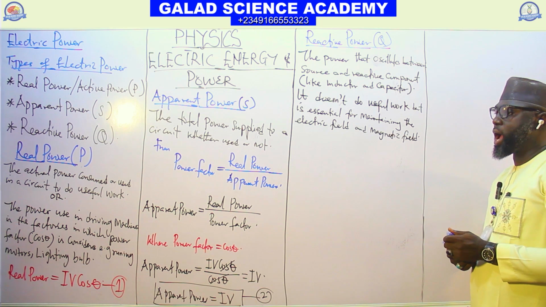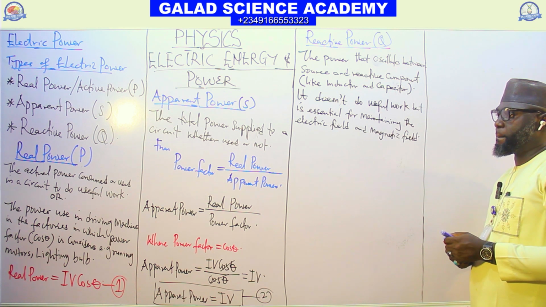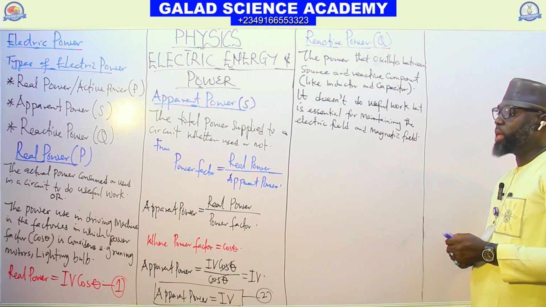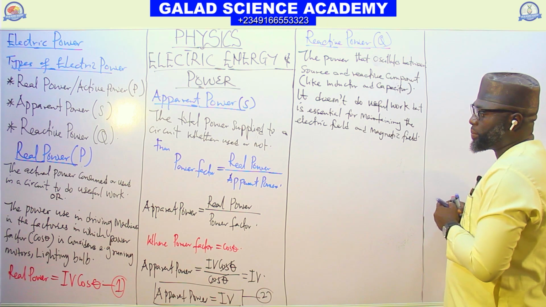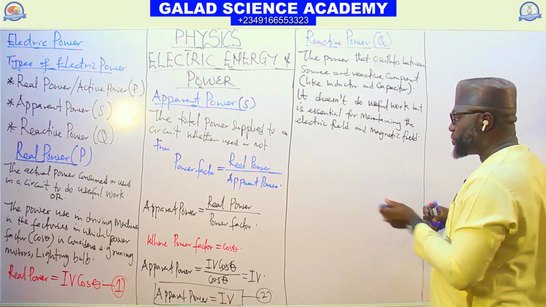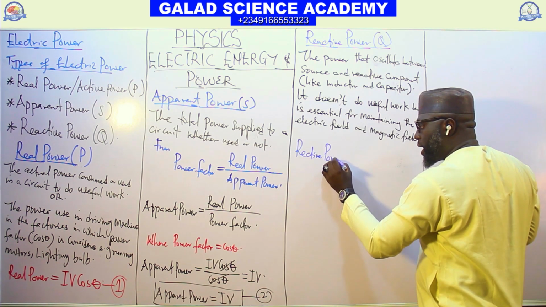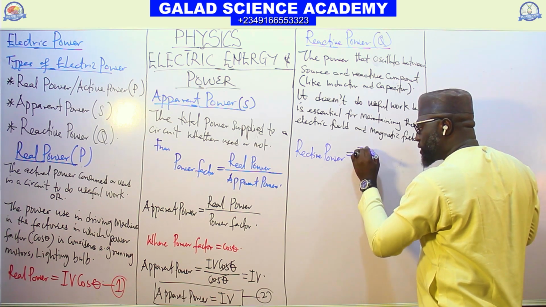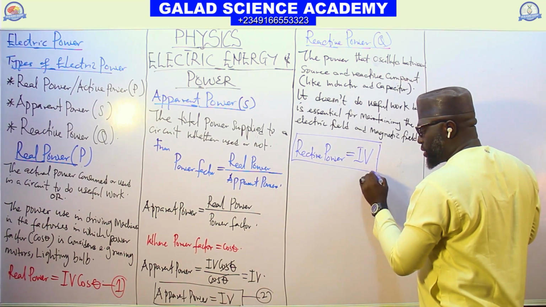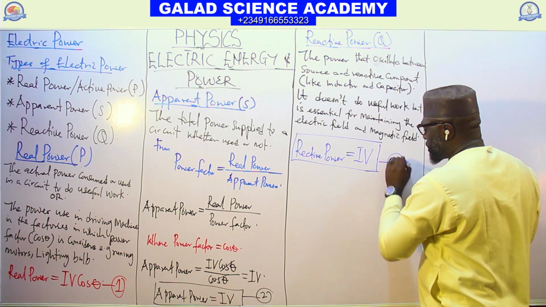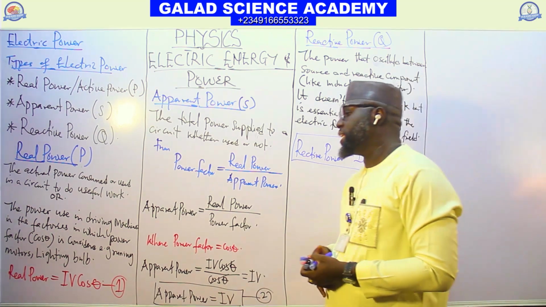So we can say that mathematically, the reactive power is equal to IV sin theta. This is the formula for reactive power. Call it Equation 3.